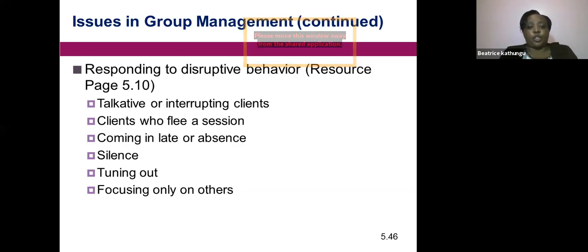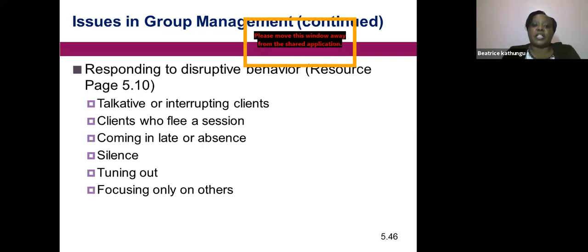Now, the other important challenge you will find in groups is disruptive behavior. And resource page 5.10 gives you examples of how you can respond to this. For example, you'll have clients who are talkative and interrupt. They will interrupt you, they will interrupt fellow members of the group. They will even finish sentences or statements for them. They don't give others a chance. You need to work on that. One of the things you can do is to make them aware, not in a way that is rude. For example, you can say, how about if you allowed X to complete, or can we hear what X wanted to say? You find a way that's calm and not negative to correct that behavior.